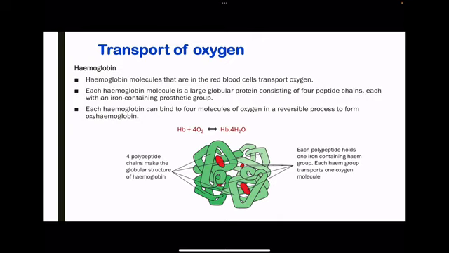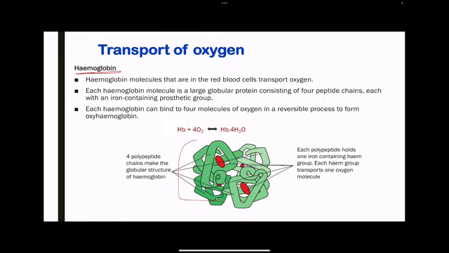Moving on to transport of oxygen around the body, here we're going to focus on hemoglobin that is found in the red blood cells. We know hemoglobin is a molecule that is found in the red blood cells and is involved in the transportation of oxygen. A good structure of hemoglobin is what we see here.